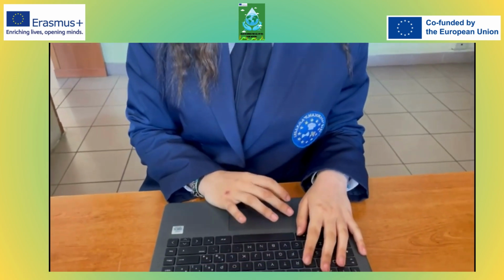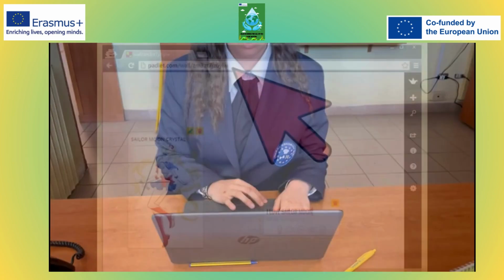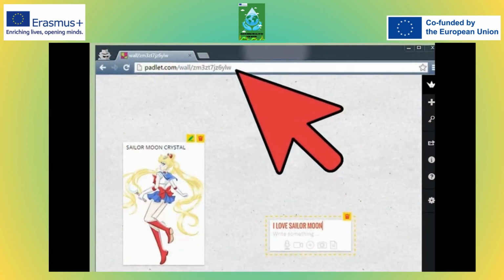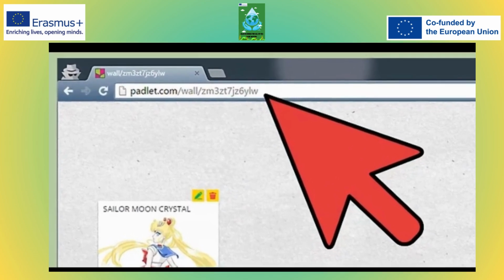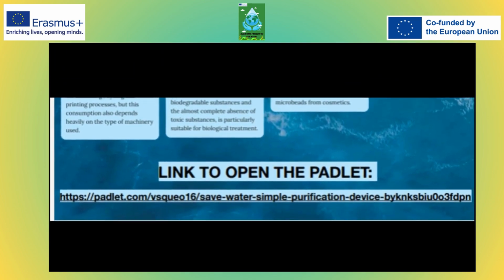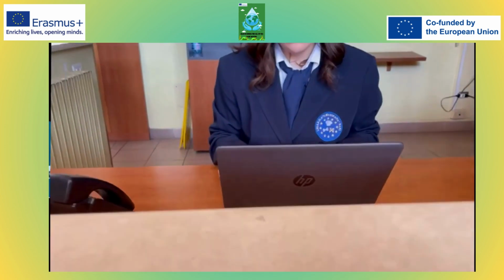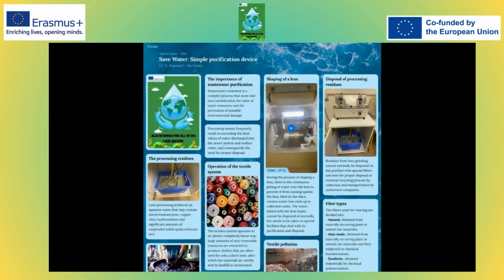6. Copy the URL in your browser. It should start with padlet.com/wall/ and then include an alphanumeric code that is unique to your wall. 7. Paste this in any browser to grant access to the wall.